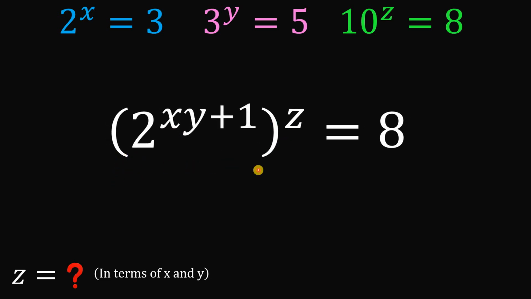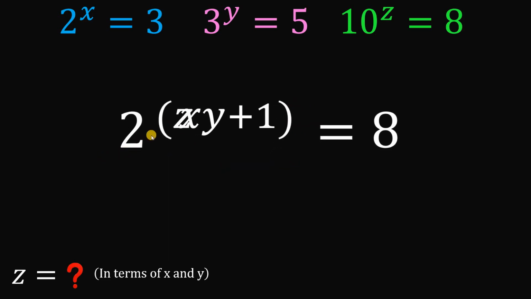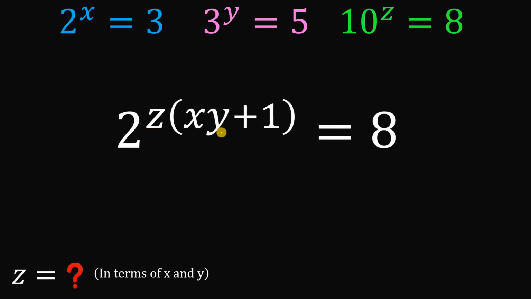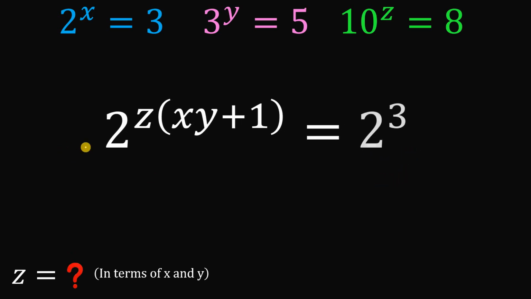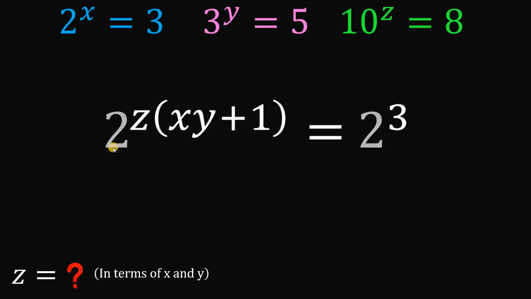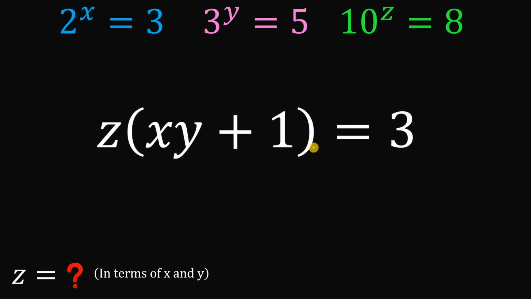And then, simplifying this expression, let's multiply this z to the exponent of 2. So this is just 2 raised to the power of z multiplied by x times y plus 1. Now here comes the 8. This 8, we know 8 is 2 raised to the power of 3. Now we have the same base. We have equal expressions. Therefore, we can say that their exponents are equal. So z multiplied by xy plus 1 equals 3.